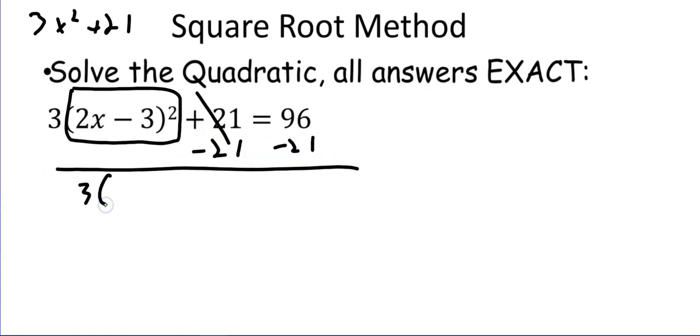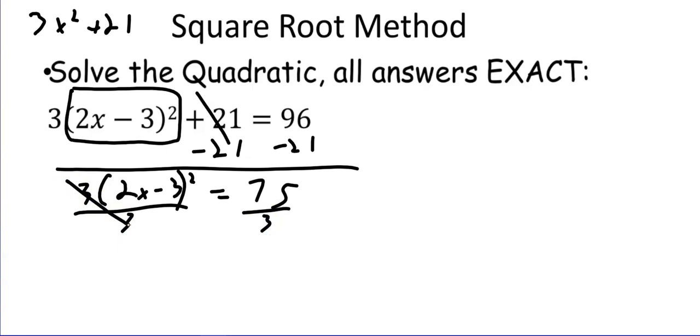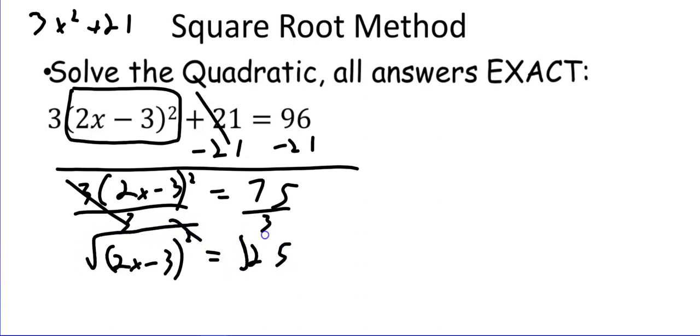That's going to leave me 3 times whatever this binomial is, 2x minus 3 being squared, equals 75. Now, get rid of the 3 by division, because it was multiplication. Still, this 2x minus 3 is in parentheses. That's 25. Since it's being squared, we undo it by square rooting. And now we have 2x minus 3 equals plus or minus the square root of 25.